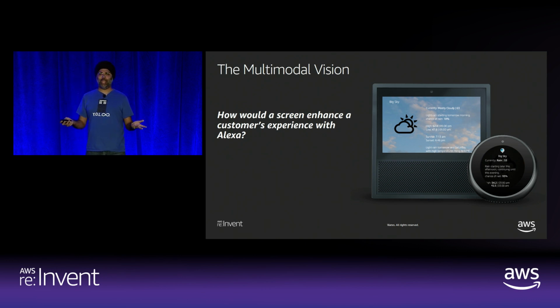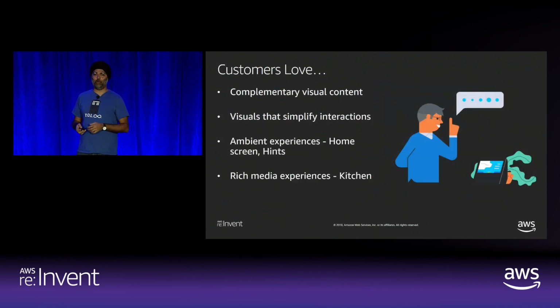So here's the idea we had back in 2016-ish. What would happen if we added a screen to one of these Alexa devices? Would it be a distraction? Would it be useful? How would customers use it? So those user experience explorations, those ideas turned into these two devices, the Echo Spot and the Echo Show, both came out in 2017. And we learned a bunch of stuff. Boy, did we learn stuff.